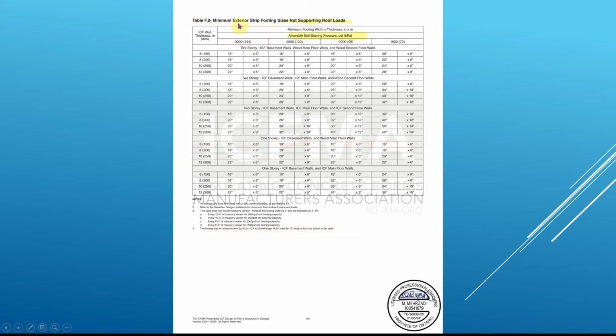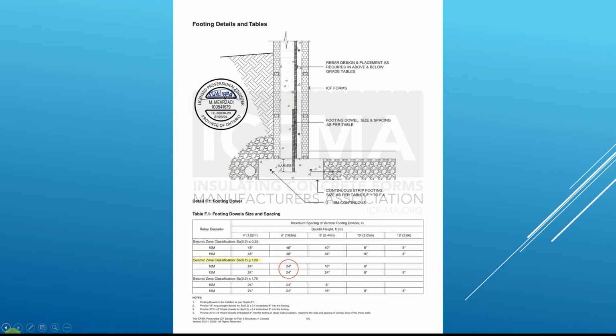And this one here is interior, not supporting, minimum exterior strip footings not supporting roof loads. Okay, so that's the second chart in that manual. Okay, so let's just talk a little bit about our doweling, okay? So when you look at your dowels, remember we talked about the seismic zone, okay? So we need to know our seismic zone.